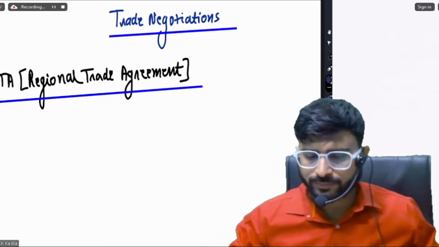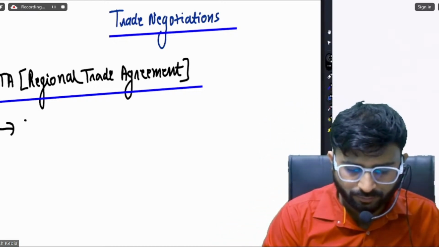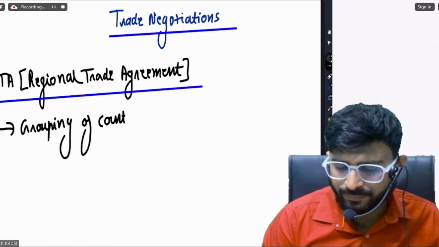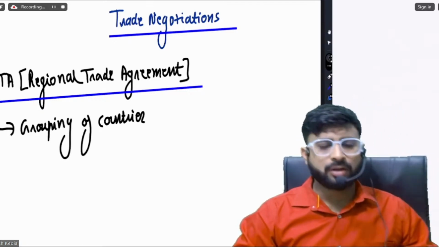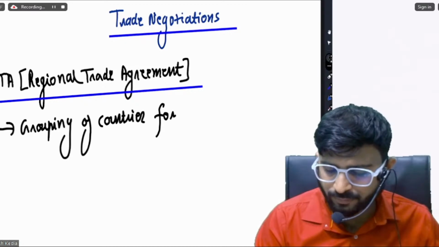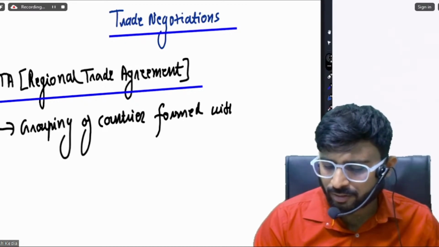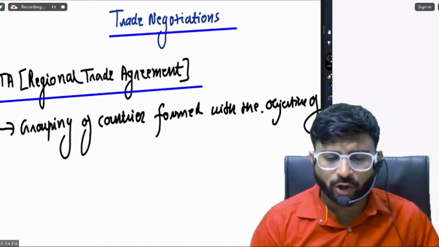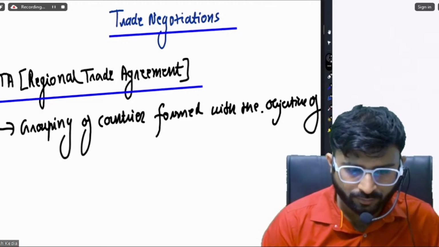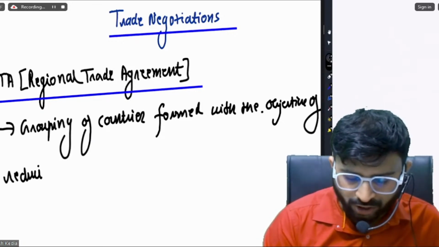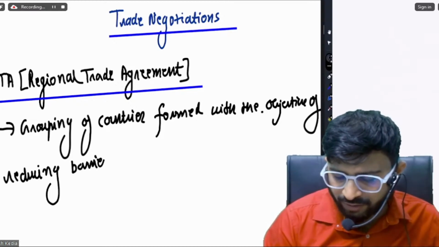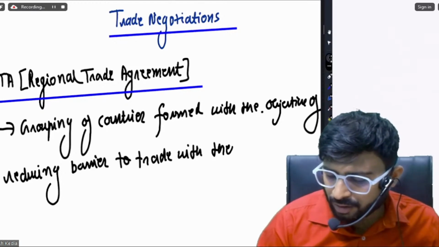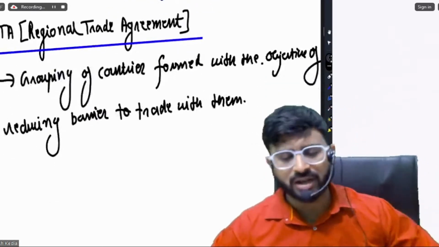Okay, so sir, let's write it down. Grouping of countries formed with the objective of reducing barriers to trade between them. बस, that is regional trade agreement.